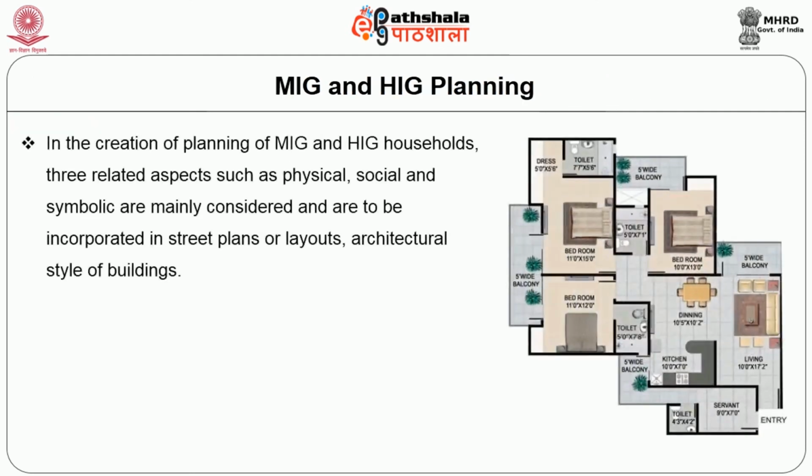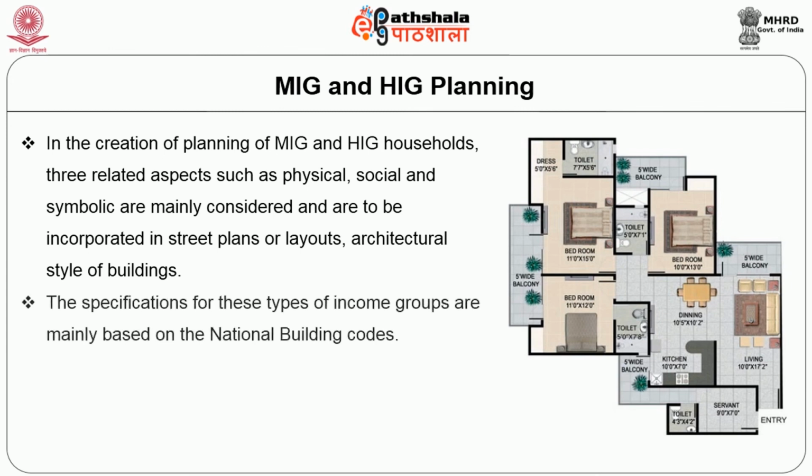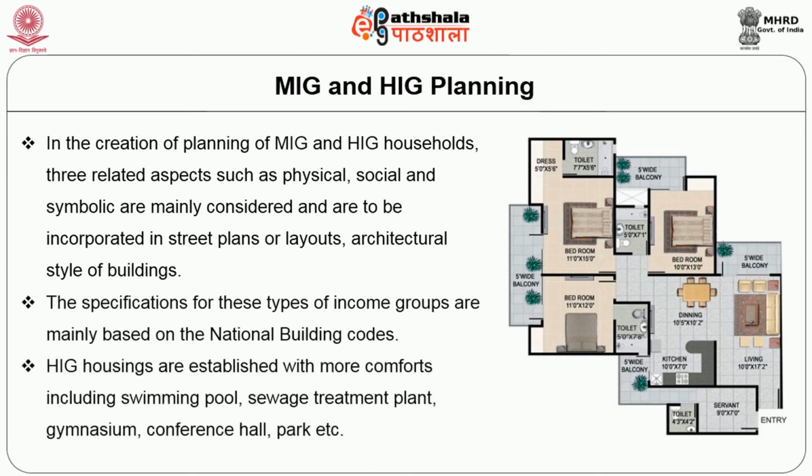MIG and HIG planning. In the planning of MIG and HIG households, 3 related aspects, physical, social and symbolic, are mainly considered and are to be incorporated in street plans or layouts. Architectural style of buildings: the specifications for these types of income groups are mainly based on the national building codes. HIG groups are established with more comforts including swimming pool, sewage treatment plant, gymnasium, conference hall, parks, etc.